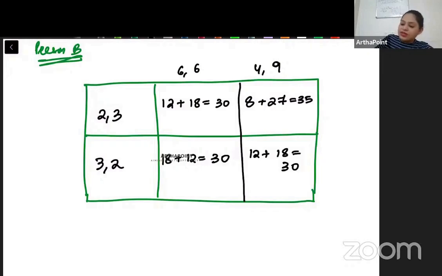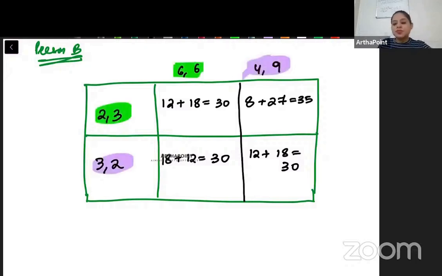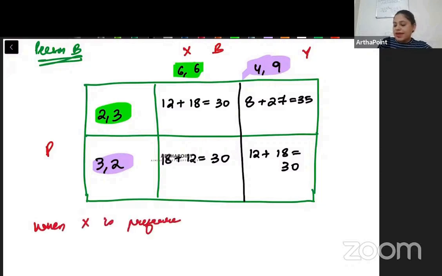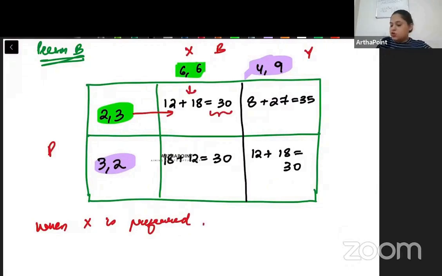He is preferring this bundle at this price and this bundle at this price. This is my bundle, this is my price. So again, I will name these X and Y. When X is preferred at this price, he's spending 30 rupees. He cannot afford 35, so Y is not affordable.